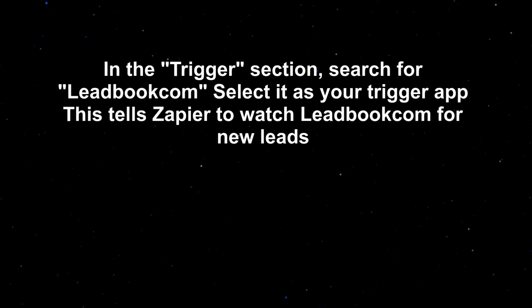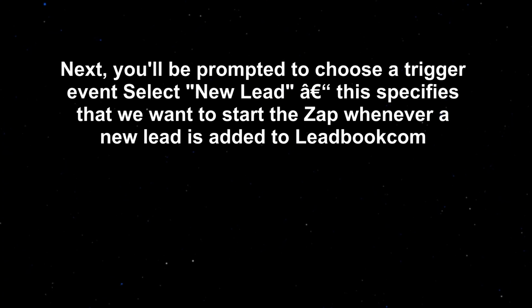Now, click on the Create Zap button. This is where the magic begins. In the Trigger section, search for Zapier selected. As your trigger app, this tells Zapier to watch Zapier for new leads. Next, you'll be prompted to choose a trigger event. Select New Lead. This specifies that we want to start the Zap whenever a new lead is added to Zapier.